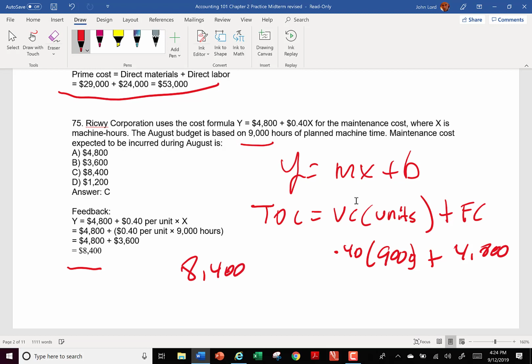Okay, good. So what would be the predetermined overhead rate here? You would just divide that by 9,000. Yeah, I take the 8,400, I divide it by what? 9,000. 8,400 divided by 9,000 gives me what?